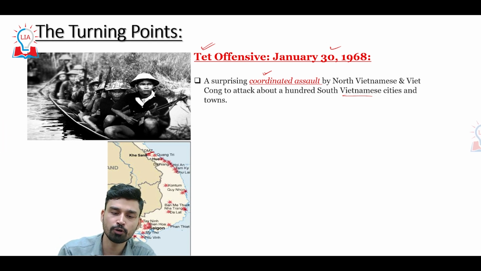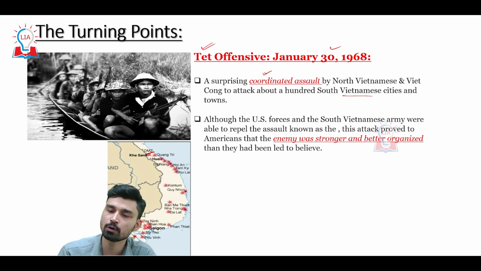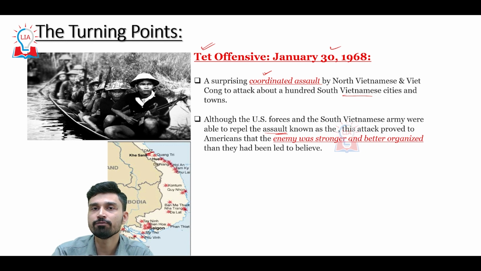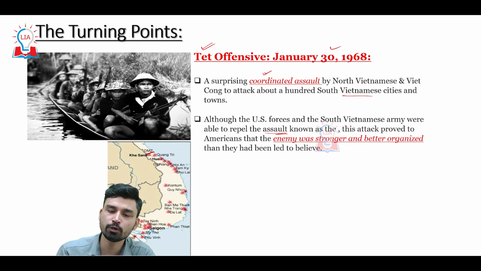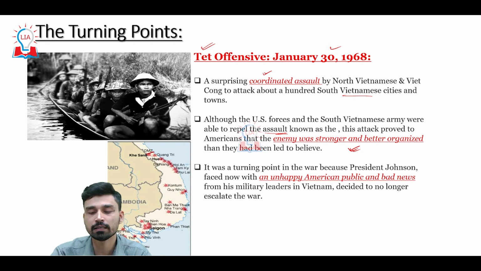If you look at this map here, you can clearly see the cities that were targeted in the Tet Offensive. You can see all the major cities, right from north to south, were targeted. However, US forces and South Vietnamese were able to repel the assaults. However, this offensive proved to the US government and military that the enemy, the North Vietnamese and the Viet Cong, were much stronger and better organized than they earlier believed.